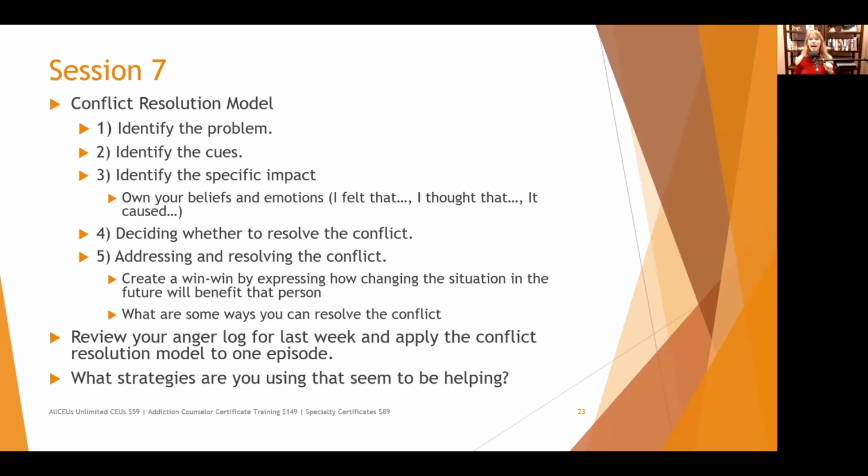Part 4 is deciding whether to resolve the conflict. Some conflicts, you start thinking about it and you're like, you know what? There's nothing there. I'm getting upset over something that's not even an issue.